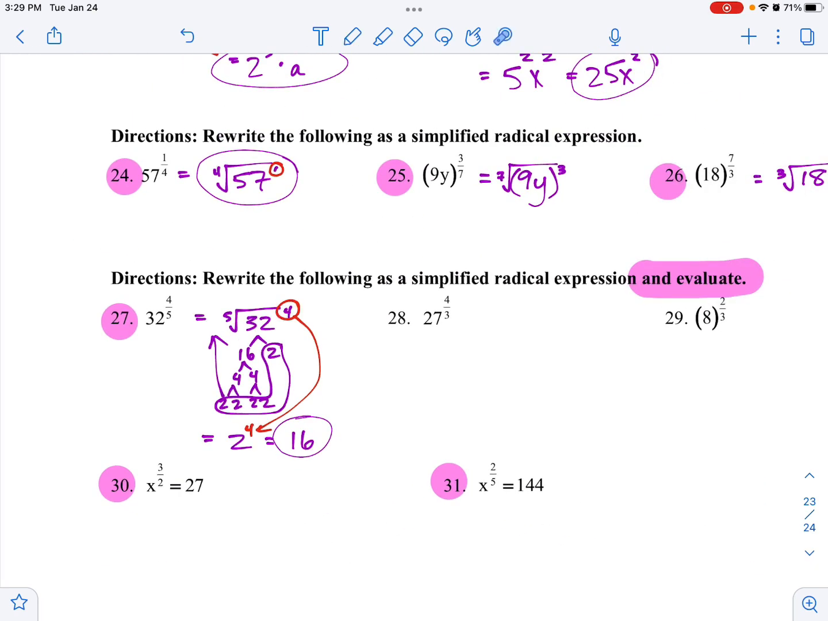You're going to do number 28 and 29 the exact same way. Turn it into a radical. I would ignore the exponent, just bring it down at the end after you break down the radical like normal.